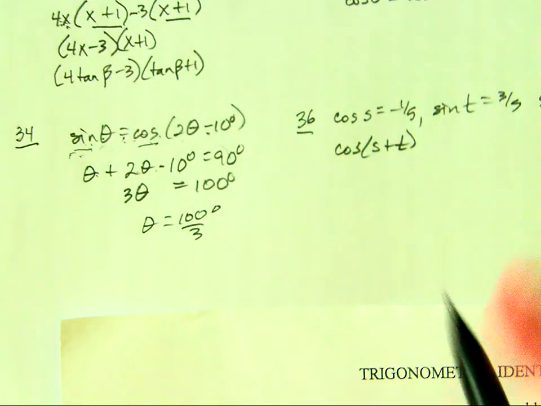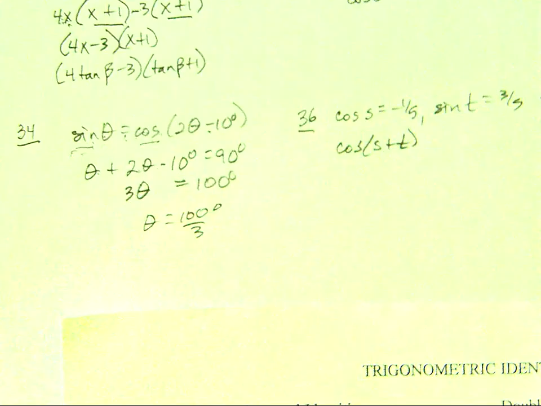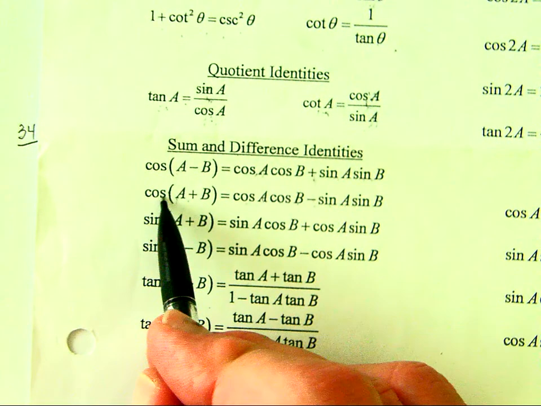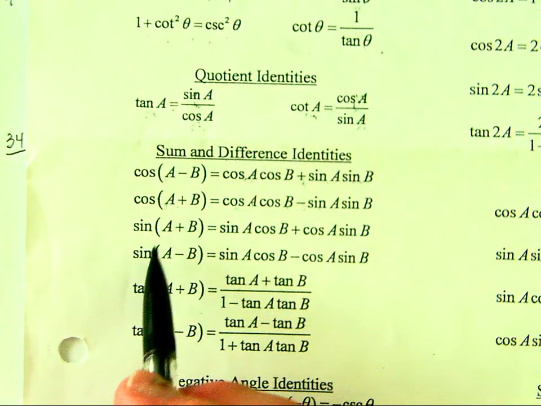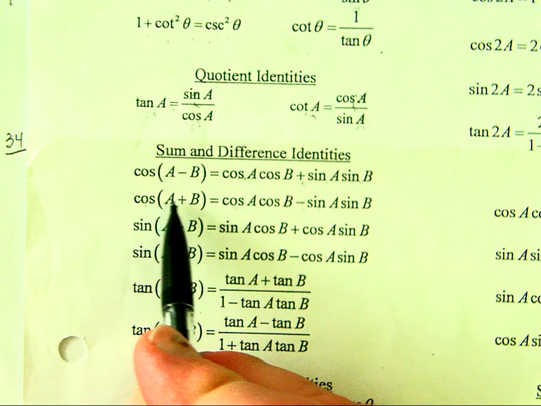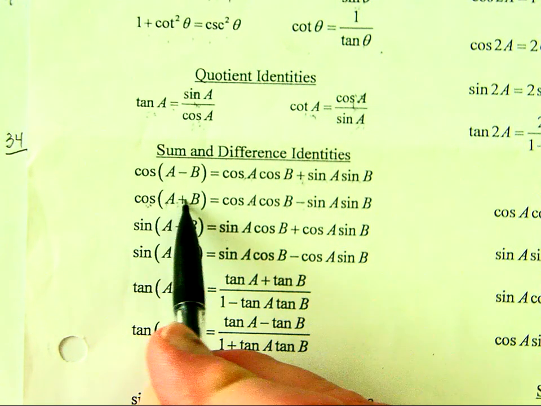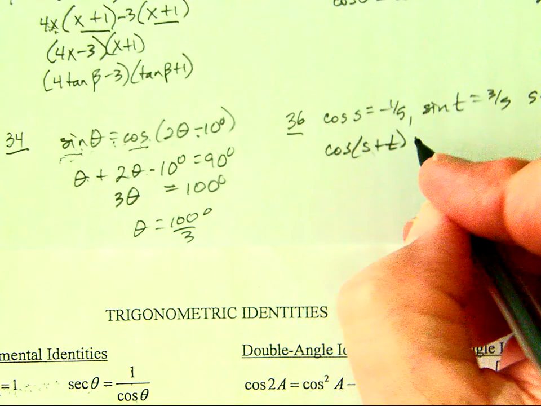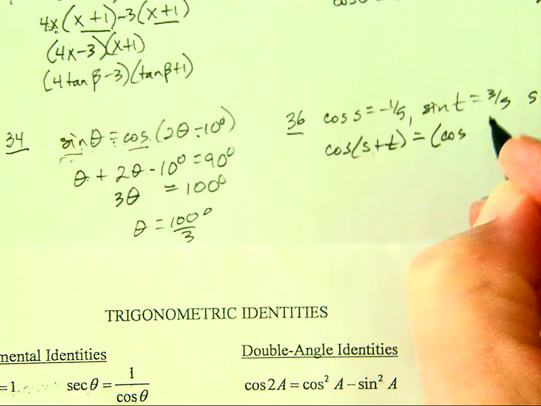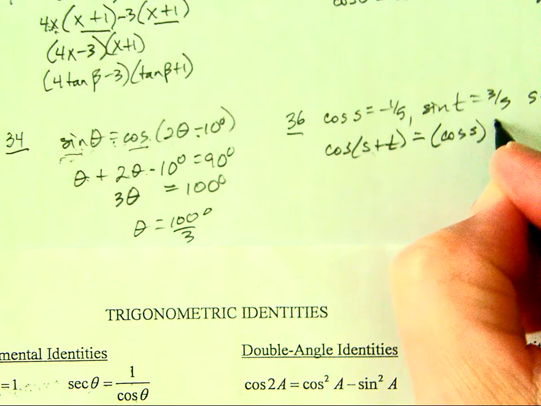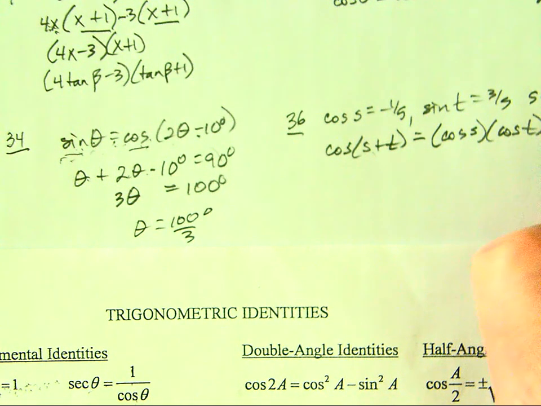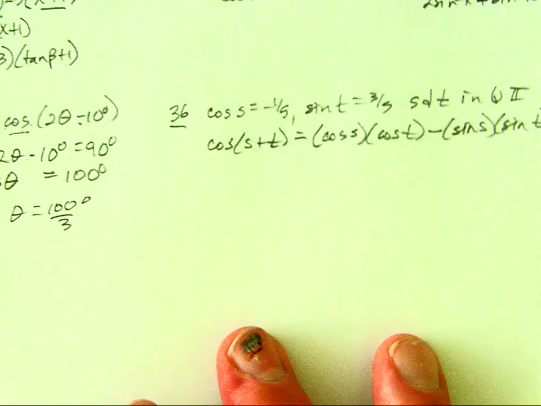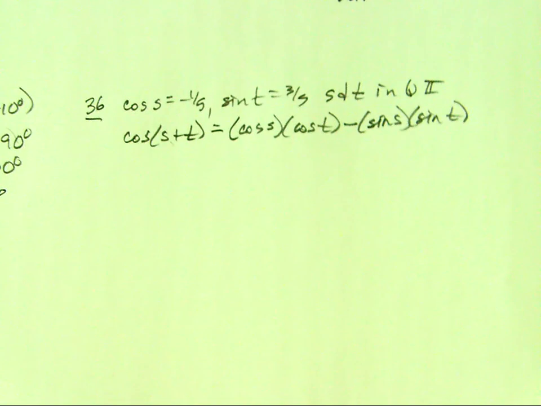Now, the first thing I would do is look up. If you're asked to find something, you have a formula for it, look up that formula. Well, if we look at our sheet in the sum and difference identities, here's the cosine of a plus b. So we're going to make that the cosine of s plus t. Wherever there's an a, we're putting s. Wherever there's a b, we're putting t. So just copy down that identity. That's the cosine of s times the cosine of t minus the sine of s times the sine of t, only with s's and t's instead of a's and b's.